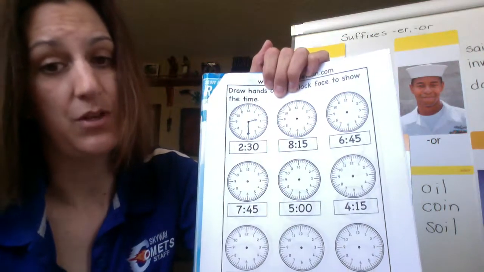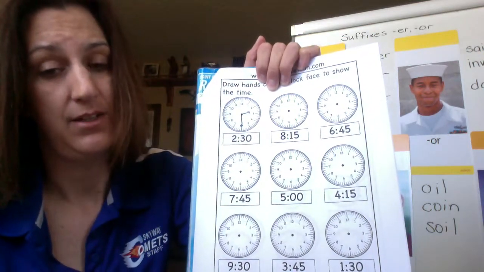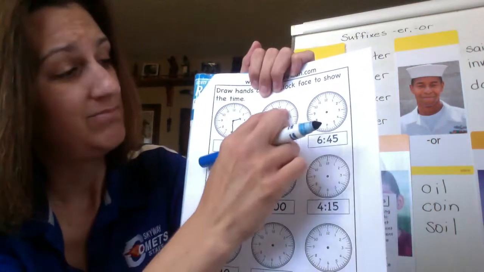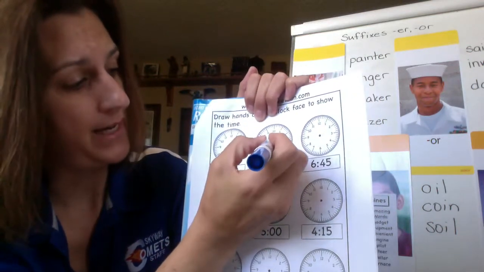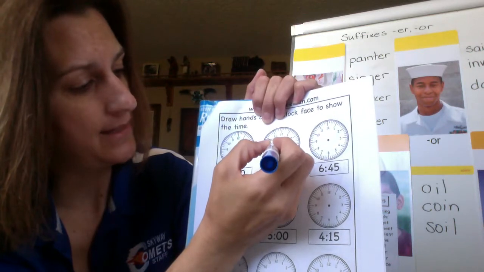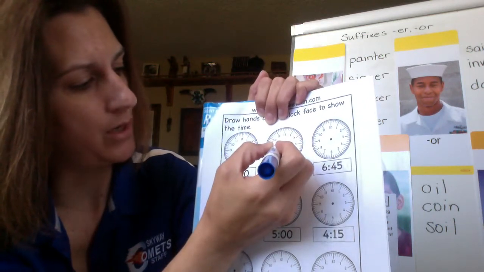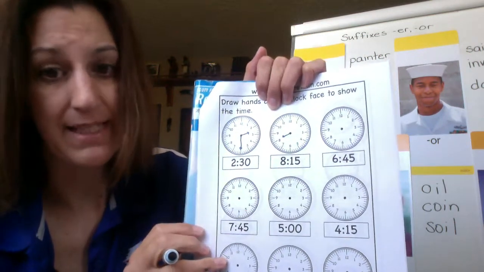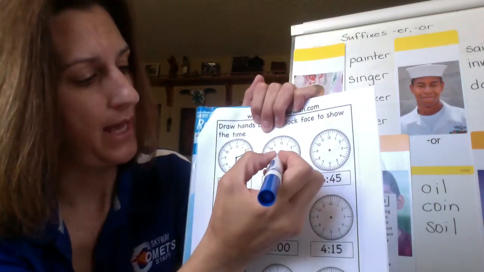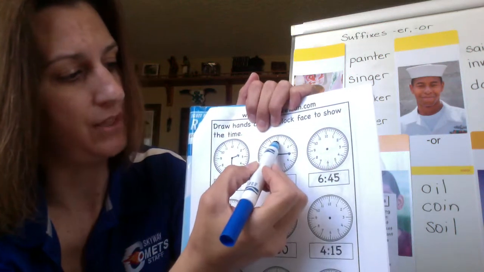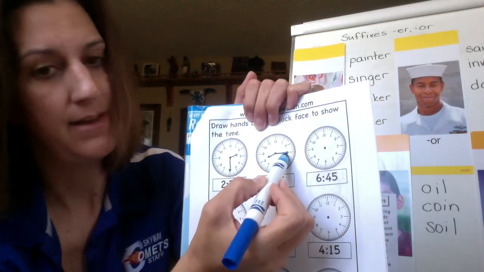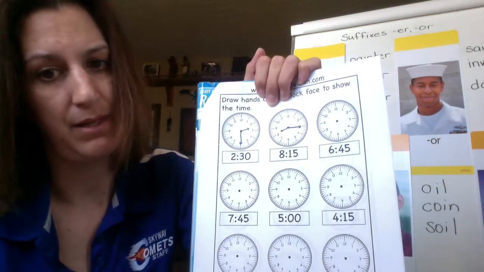Okay? This one shows 8:15. So now it's only a quarter of the way around our clock. So my hour hand is just past the 8. It's not quite on the 8 anymore, but it's kind of just past it. It's starting to move. Okay, and then my minute hand's going to go over to my 3 because that's 15, remember? 5, 10, 15 is going to be at that 3.